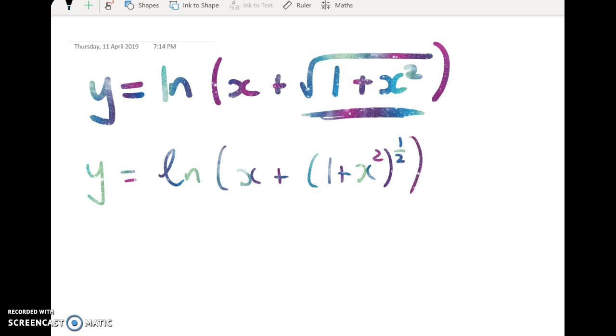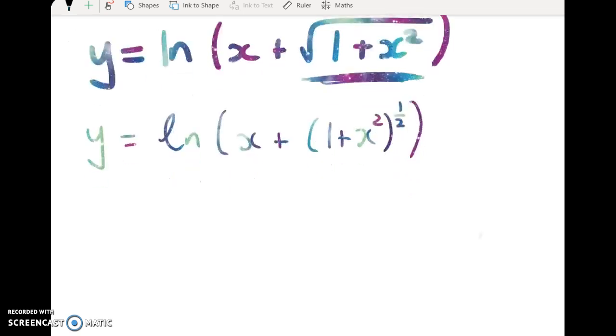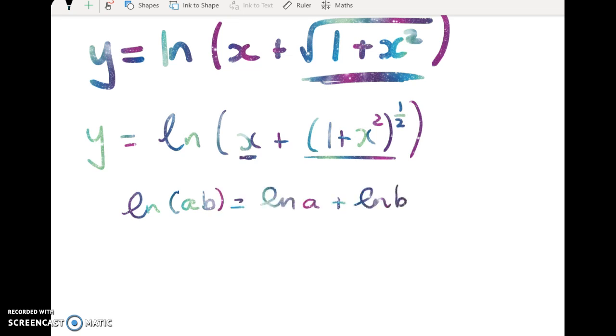So then we have a look and we go, well, is there anything smart I can do? Can I split that log up? No, you definitely cannot split the log up, right? So nobody try to do that. The log rules tell us that if we've got the log of a times b, we can split that up. One of the most common mistakes that we see is when students try to split up the sum when it's inside a log. So we can't do that. So let's get rid of that for now because it's no use to us. So we just have to work through it, even though it's going to be a little bit messy, but it's got some quite nice algebra practice in it.